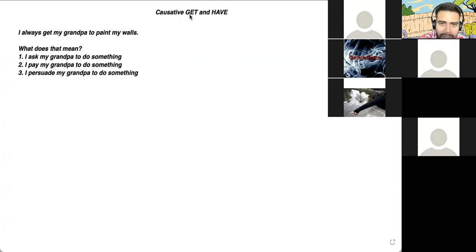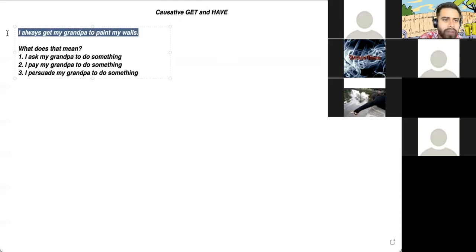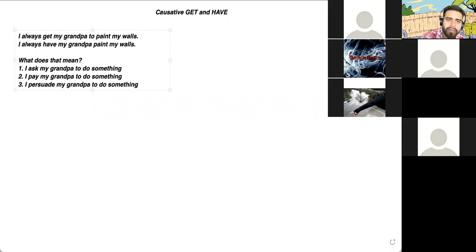Now, it says causative get and have. I only gave you a sentence with get. Let me tell you a sentence with have that means the exact same thing as this. I always have my grandpa paint my walls. Class, what is the difference between the first sentence and the second sentence? Besides obviously get and have being different, what is the other obvious difference? Two. Two, right?